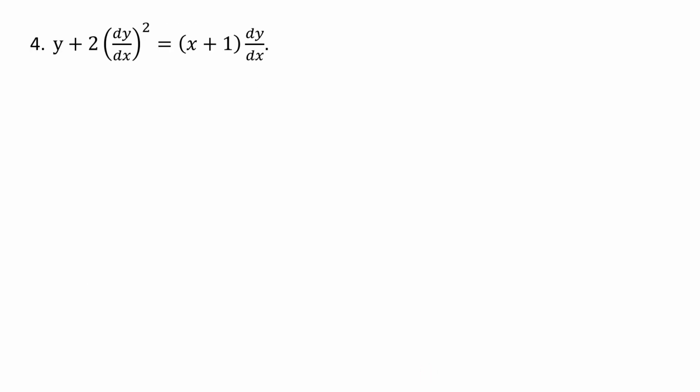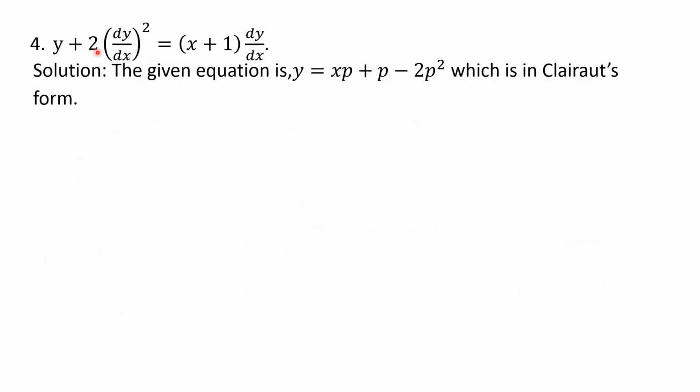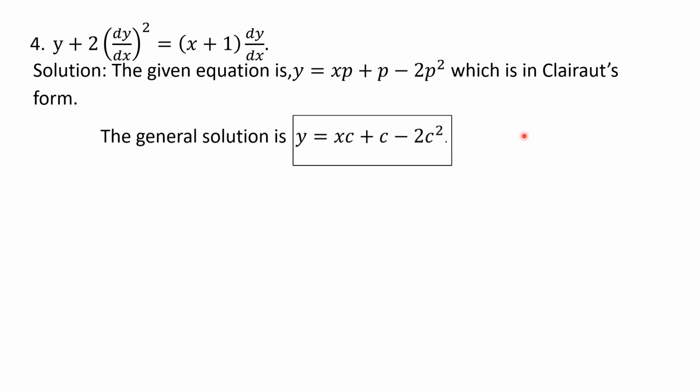We will take the next problem. Y plus 2 dy by dx the whole square is equal to x plus 1 dy by dx. So first you substitute dy by dx as p, which gives y plus 2p square is equal to xp plus p. So y is equal to xp plus p, you take this side, minus 2p square. So clearly it is a Clairaut's equation because it is in the standard form, y equal to xp plus a function of p. This is a function of p. So write the general solution.